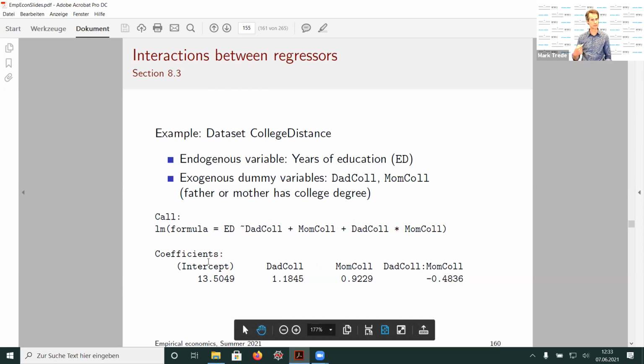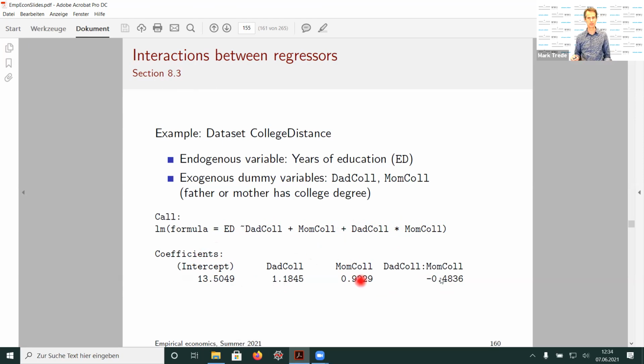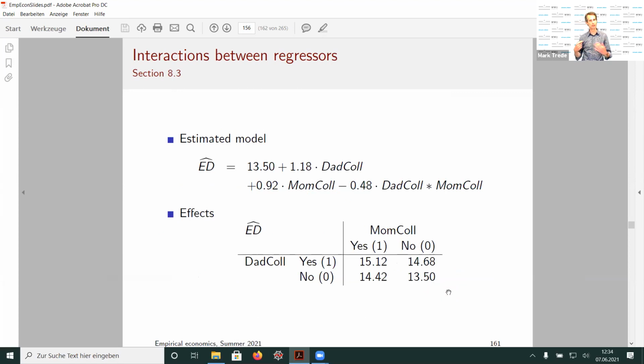So that's the estimation. We get the intercept, that's beta naught. We get beta 1, beta 2, and the slope coefficient for the interaction term, which is negative here. All right, let's put that as a regression equation.